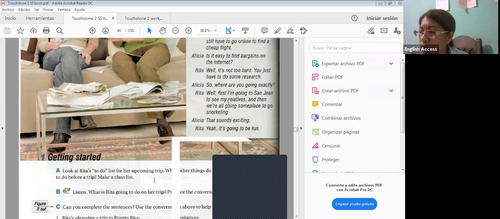Are you ready for your trip to Puerto Rico? Yeah, kind of. But I still have a lot to do. I need to go shopping to get a new suitcase, and I still have to go online to find a cheap flight. Is it easy to find bargains on the internet? Well, it's not too hard. You just have to do some research. So, where are you going exactly? Well, first I'm going to San Juan to see my relatives, and then we're all going someplace to go snorkeling. That sounds exciting. Yeah, it's going to be fun.